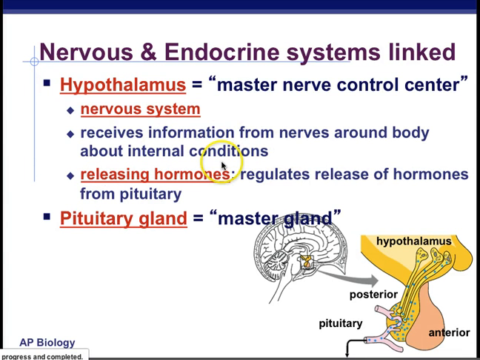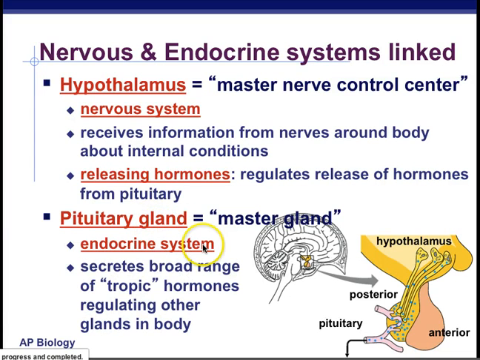The nervous system receives information from nerves around the body about internal conditions, because the reason we're teaching three main systems of the body this year is because of how they relate to hormones. So when we receive information, we're going to release hormones to regulate the body. The pituitary gland is the master gland that is going to secrete the main hormones that trigger cascades of the other hormones. So the pituitary gland is the master gland of the endocrine system. It secretes a broad range of tropic hormones that regulate all the other glands in the body.